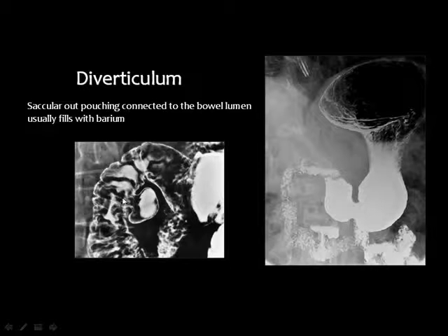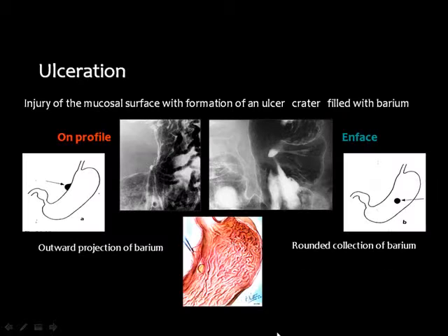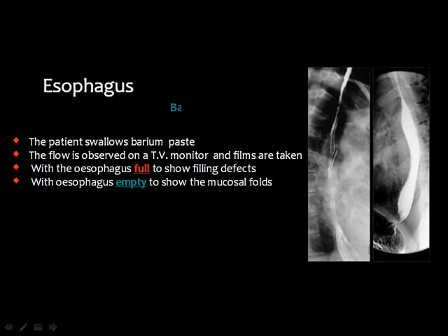Then by a diverticulum, we mean that there is a circular outpouching of the bowel lumen, which is filled by barium. And you can see this is the duodenum, and this is the classic appearance of a diverticulum. Also, this is a barium meal, and you can see a diverticulum arising from the third part of the duodenum. The ulcer is an area of damaged mucosa where barium can accumulate. And if you look at the ulcer from the front, you can see a persistent collection of barium like this one. And if you look at the ulcer from the side, then you see a protrusion beyond the contour of the bowel.